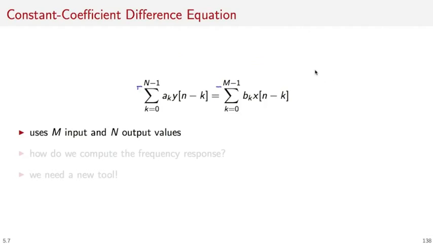And the question is, given this relationship, how do we compute the frequency response of the system implemented by this equation? One way to do it, we've seen it in the past, is to try to compute the impulse response explicitly and then take the Fourier transform. But for complex systems, this would quickly become unwieldy. So we need a new tool, and the new tool goes under the name of Z-transform.